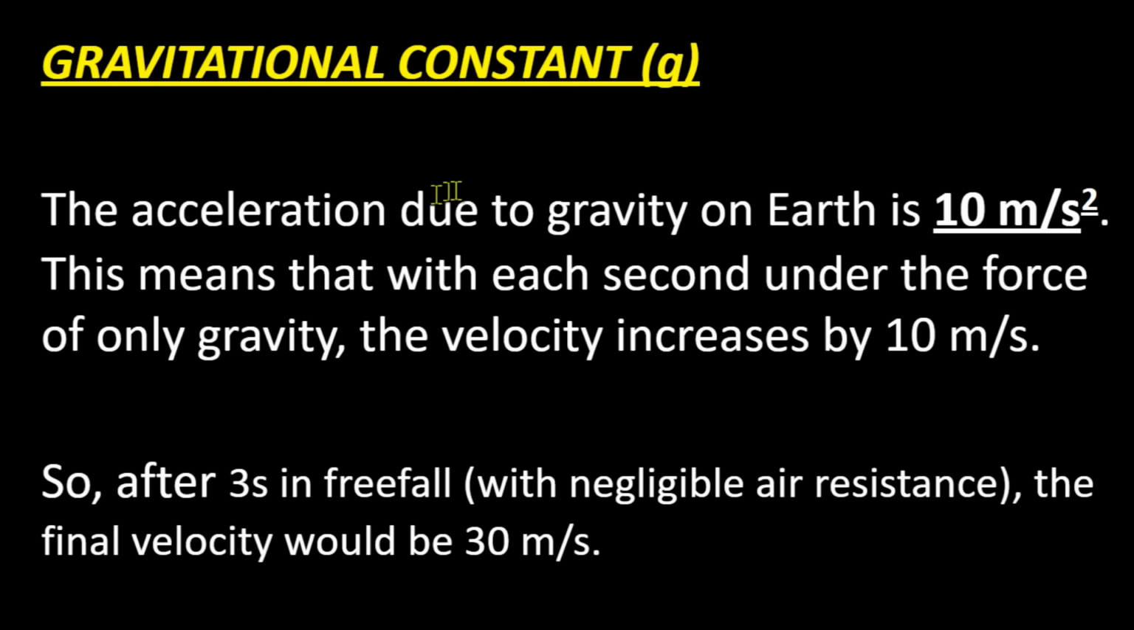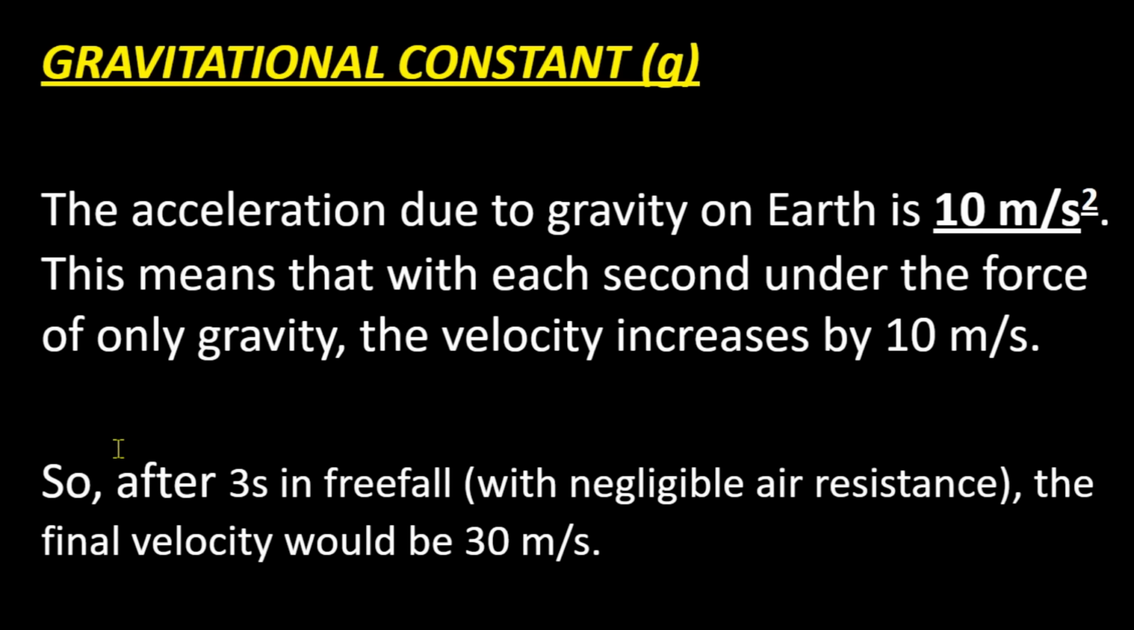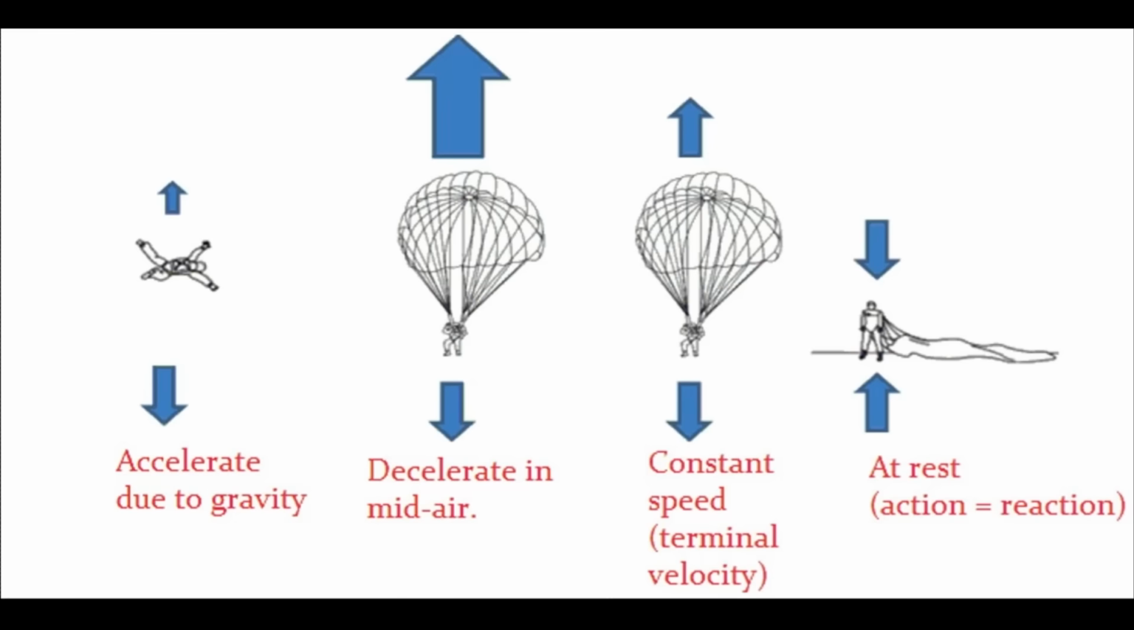The acceleration due to gravity on Earth, or g, is given as 10 meters per second squared unless otherwise stated. This means that with each second under the force of only gravity, velocity increases by 10 meters per second. So 10 meters per second squared basically means 10 meters per second, every second. So that means after 3 seconds in free fall with negligible air resistance, the final velocity would be 30 meters per second. Here we have a diagram showing 4 stages of a parachuter falling.